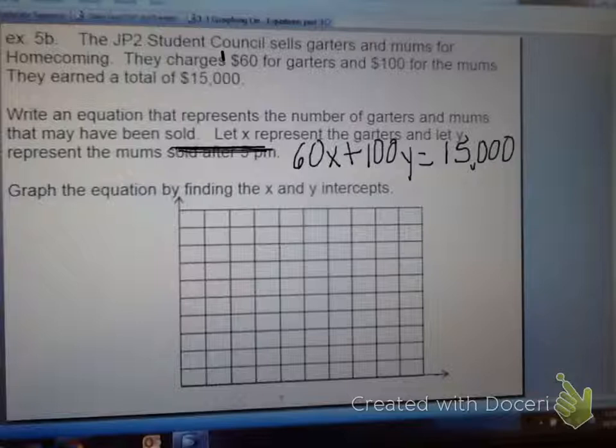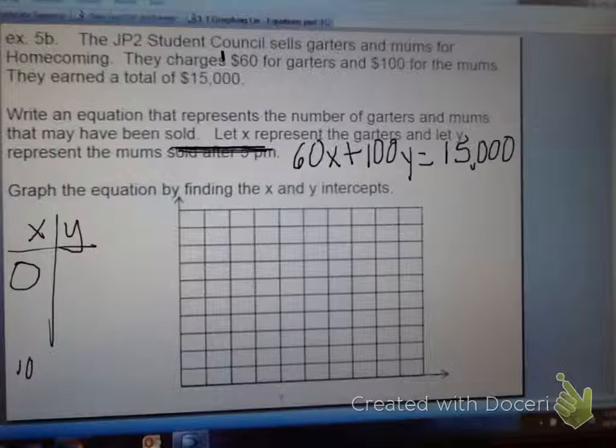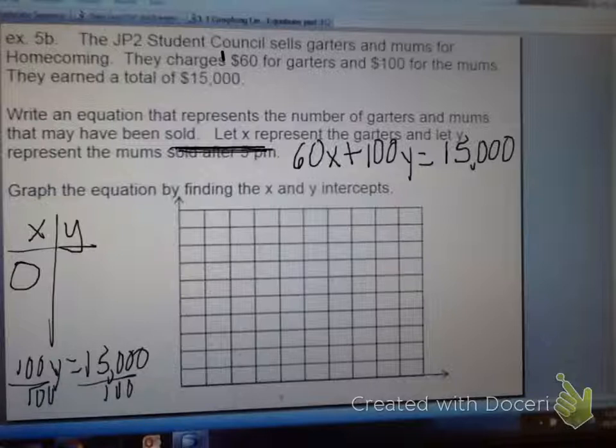Okay, again, we could solve for y and make a table, but I think finding the x and y intercepts is a whole lot faster. To find the y-intercept, you let x equal 0. So 60 times 0 is 0, so that's 100y is equal to 15,000. Divide by 100, so y is equal to 150.